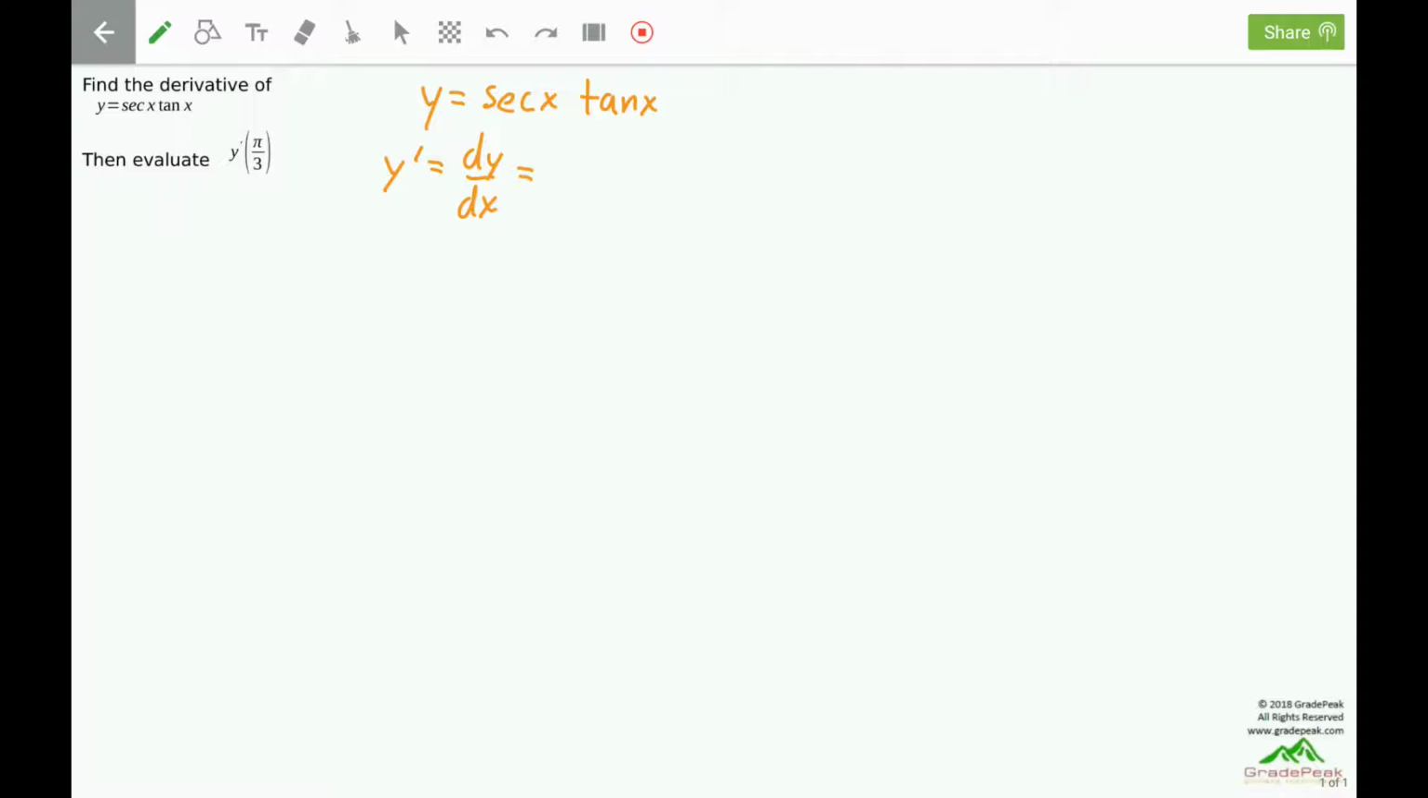The product rule is the derivative of the first expression, derivative of secant x, which is secant x tangent x, times the second expression left alone, tangent x, plus the first expression left alone, secant x, times the derivative of the second expression, the derivative of tangent, which is secant squared.